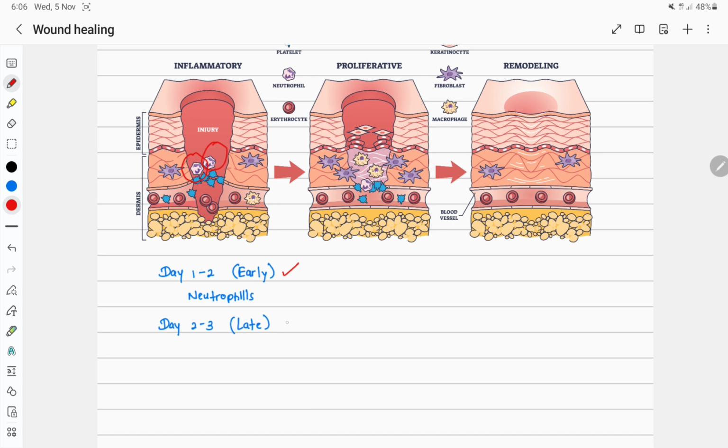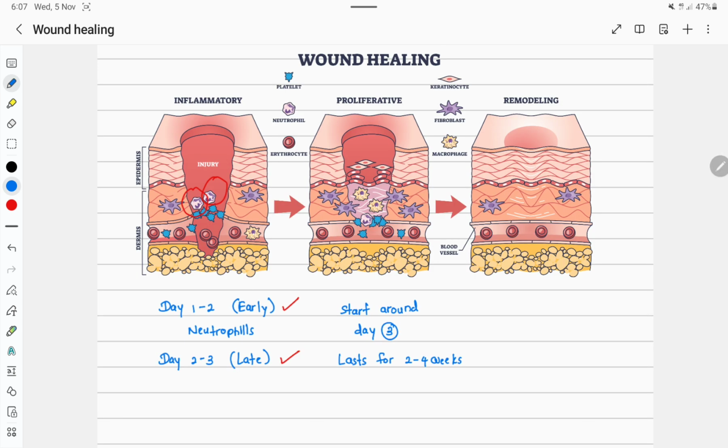Then day 2 to day 3 is the late inflammatory phase. In that phase, monocytes appear in the wound and differentiate into macrophages, and phagocytic cells release proteolytic enzymes as well.